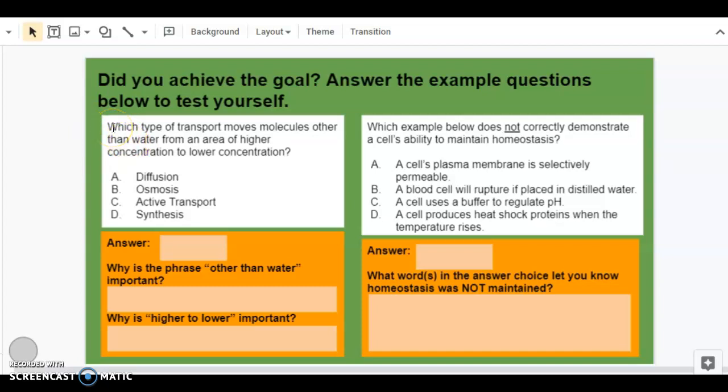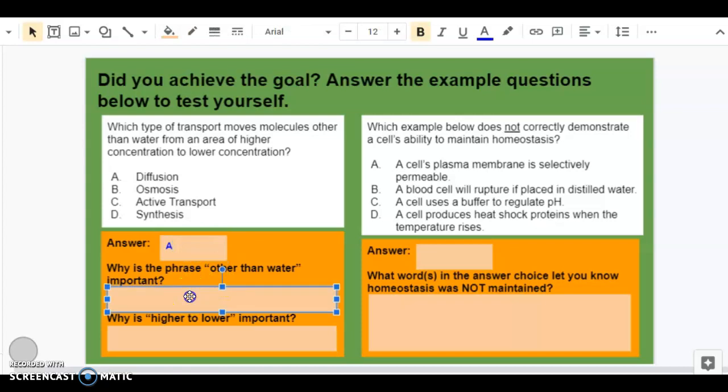The first question, which type of transport moves molecules other than water from high to low concentrations? Now, you might jump to osmosis, but remember it said other than water. Osmosis is the movement of water from high to low. And it can't be active transport because active transport moves from low to high, or it takes energy. And that's not mentioned here. The question says high to low, and it's not water. So what do we call that? That's diffusion.